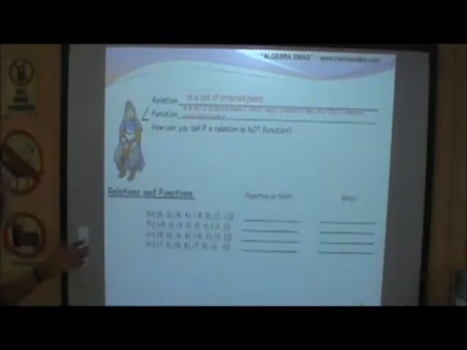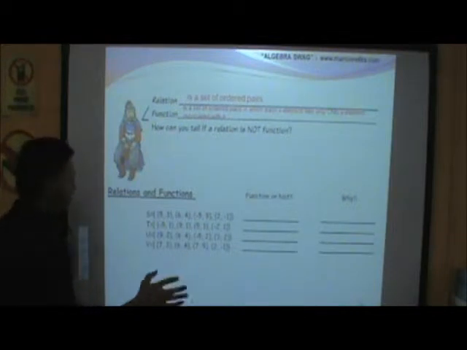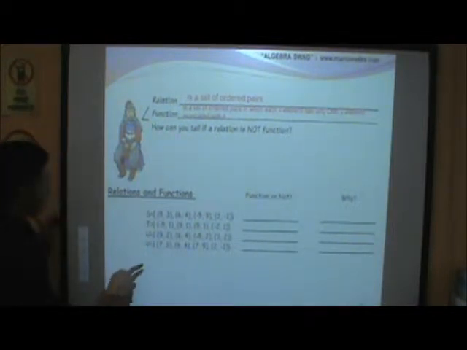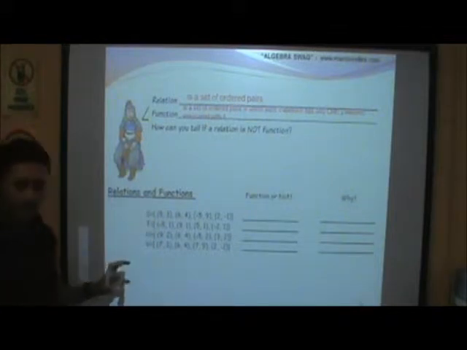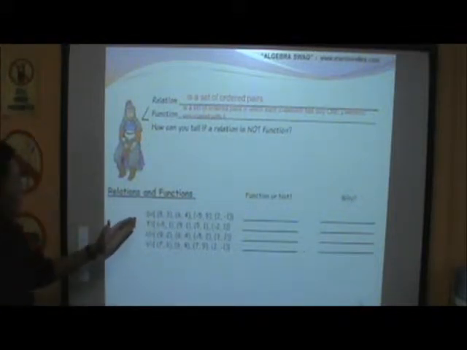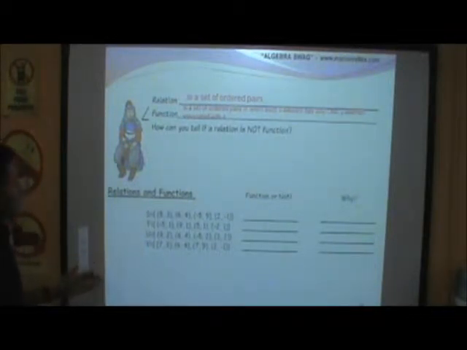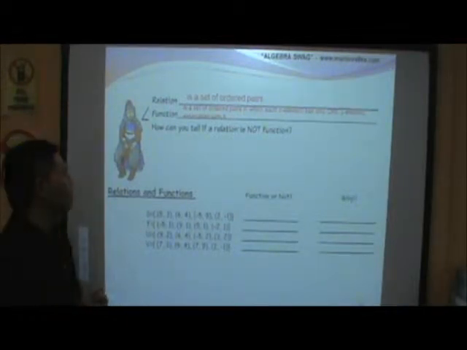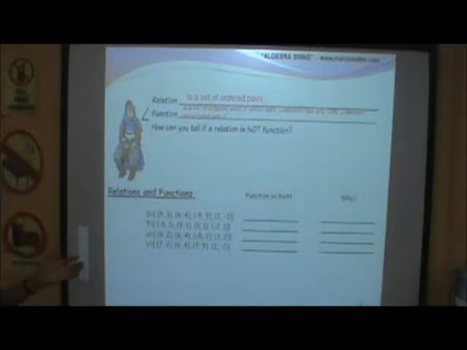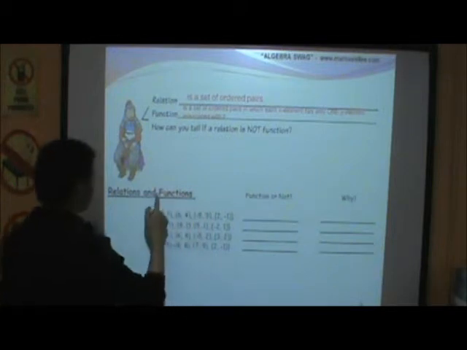Here we go. I want you to pay attention because right now we have 4 sets, which means 4 relations here. We're going to identify whether each relation is a function or not. Now, how do we know if a relation is a function or not? Let's start with set S.